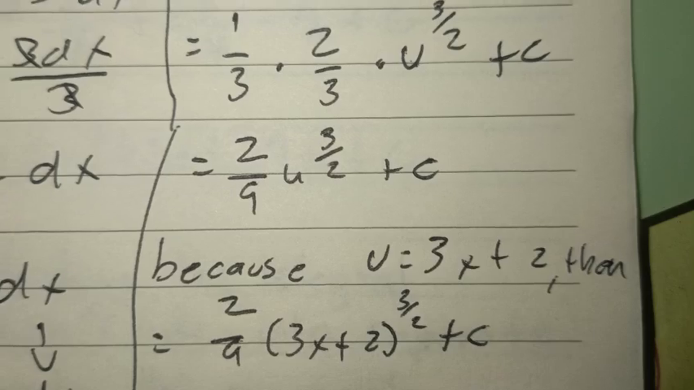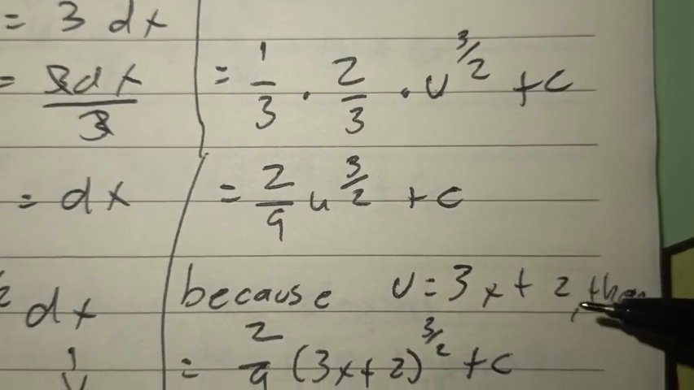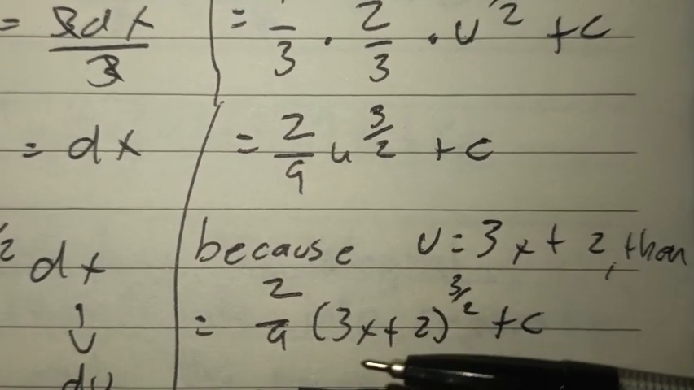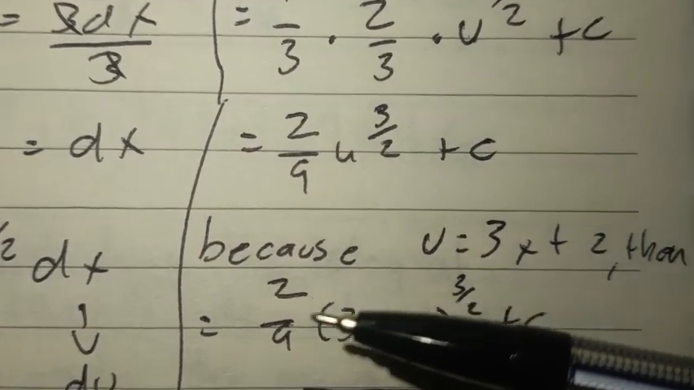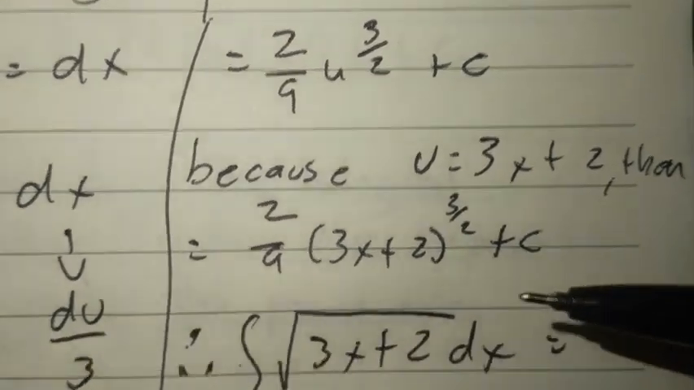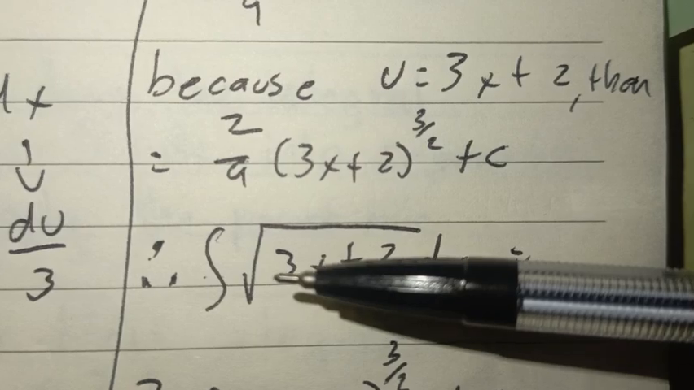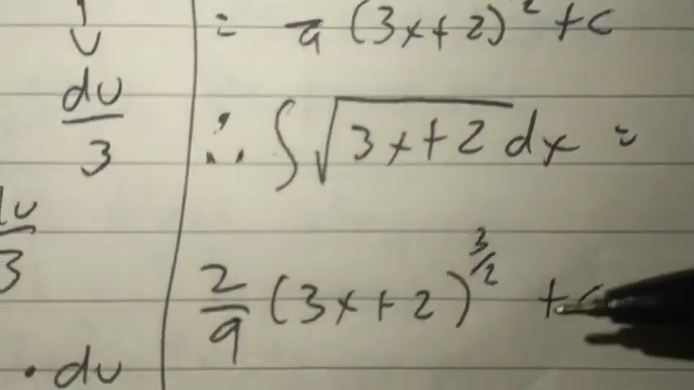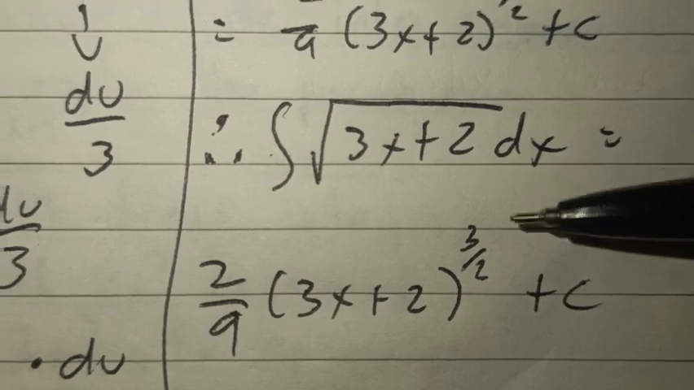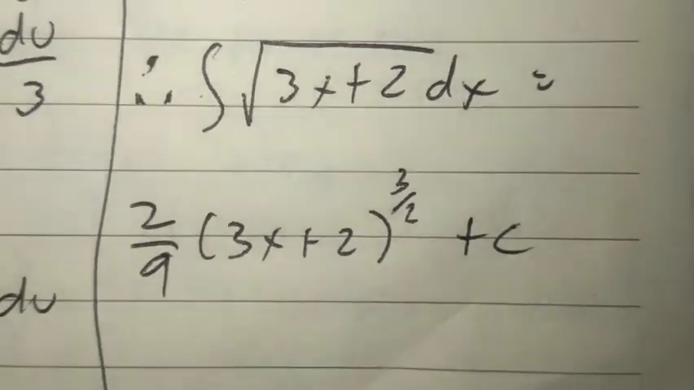Now our u is equivalent to 3x plus 2. Then we're going to substitute the u. So we're going to have 2 over 9 multiplied by 3x plus 2 raised to 3 over 2 plus c. Therefore, the antiderivative of square root of 3x plus 2 dx is 2 over 9 quantity 3x plus 2 raised to 3 over 2 plus c. And that is all for the example of our integration.